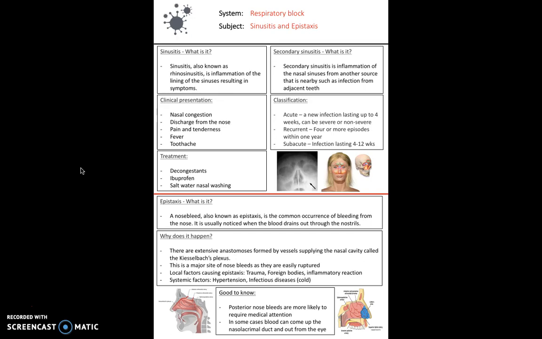Sinusitis can be classified into acute, recurrent and subacute. An acute form is when there's a new infection which lasts up to 4 weeks. A recurrent form is where you have 4 or more episodes within a year. And a subacute form is where you've got an infection which lasts 4 to 12 weeks. In terms of treatment, we can treat it with decongestants, ibuprofen and saltwater nasal washing.